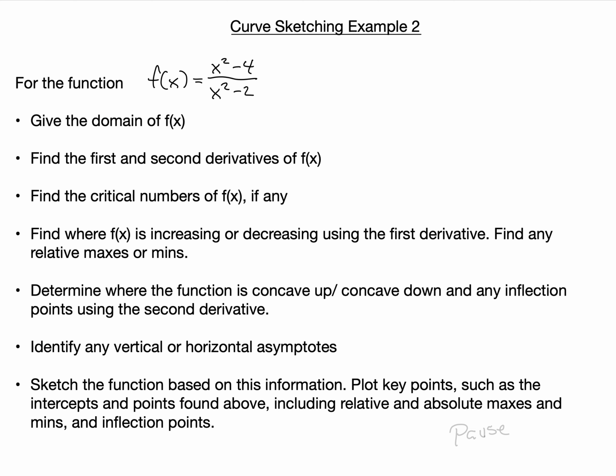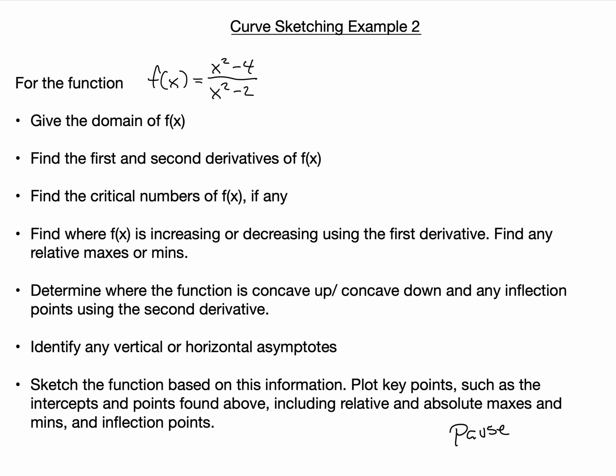In this video, we'll do another example of curve sketching. For the function f of x equals x squared minus 4 over x squared minus 2, we'll find the following properties, and then we'll sketch the graph. I encourage you to pause at this point and try these steps out, try sketching the graph, and then you can see my solutions.